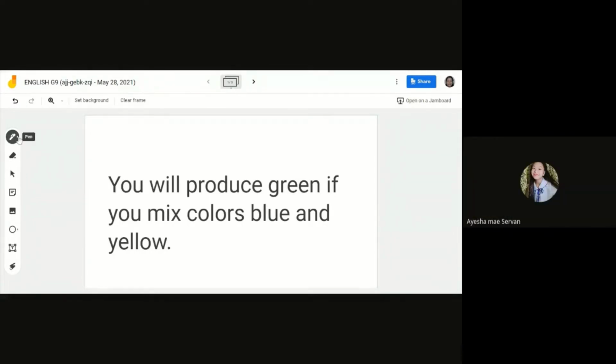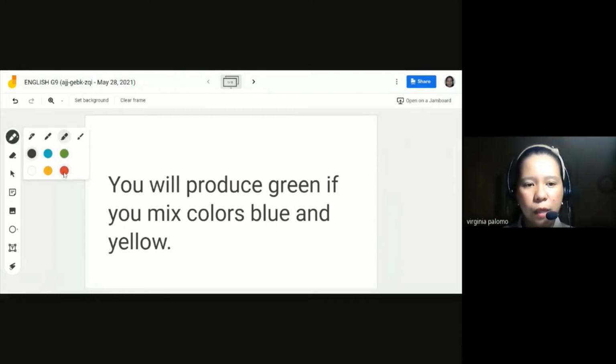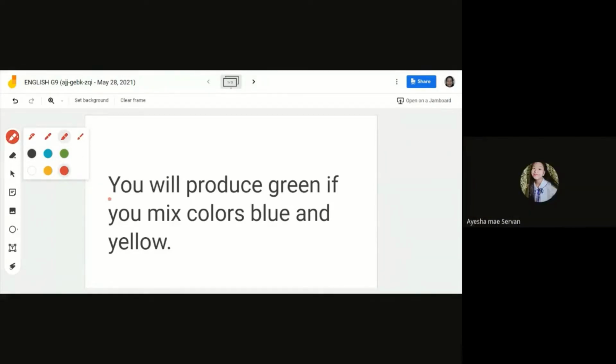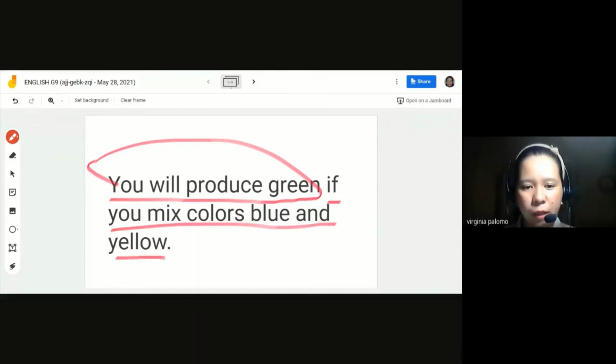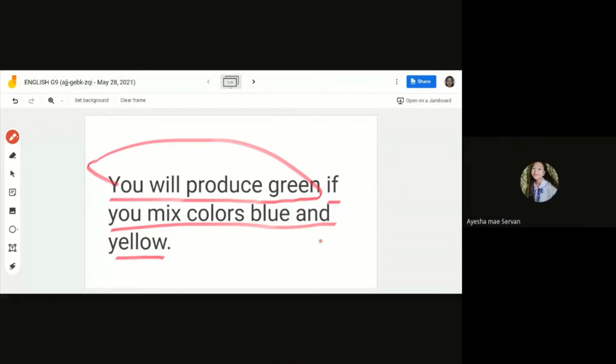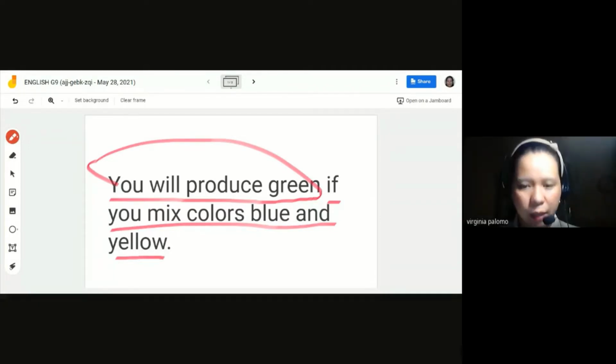Ma'am, I can't open the link po. Okay, so again, can you give us your answer? You will produce green is the main clause, and the if clause is if you mix colors, blue and yellow. Okay, so how about the verb used in the main clause and the if clause? Will produce po and mix. All right, mix. Okay, correct.